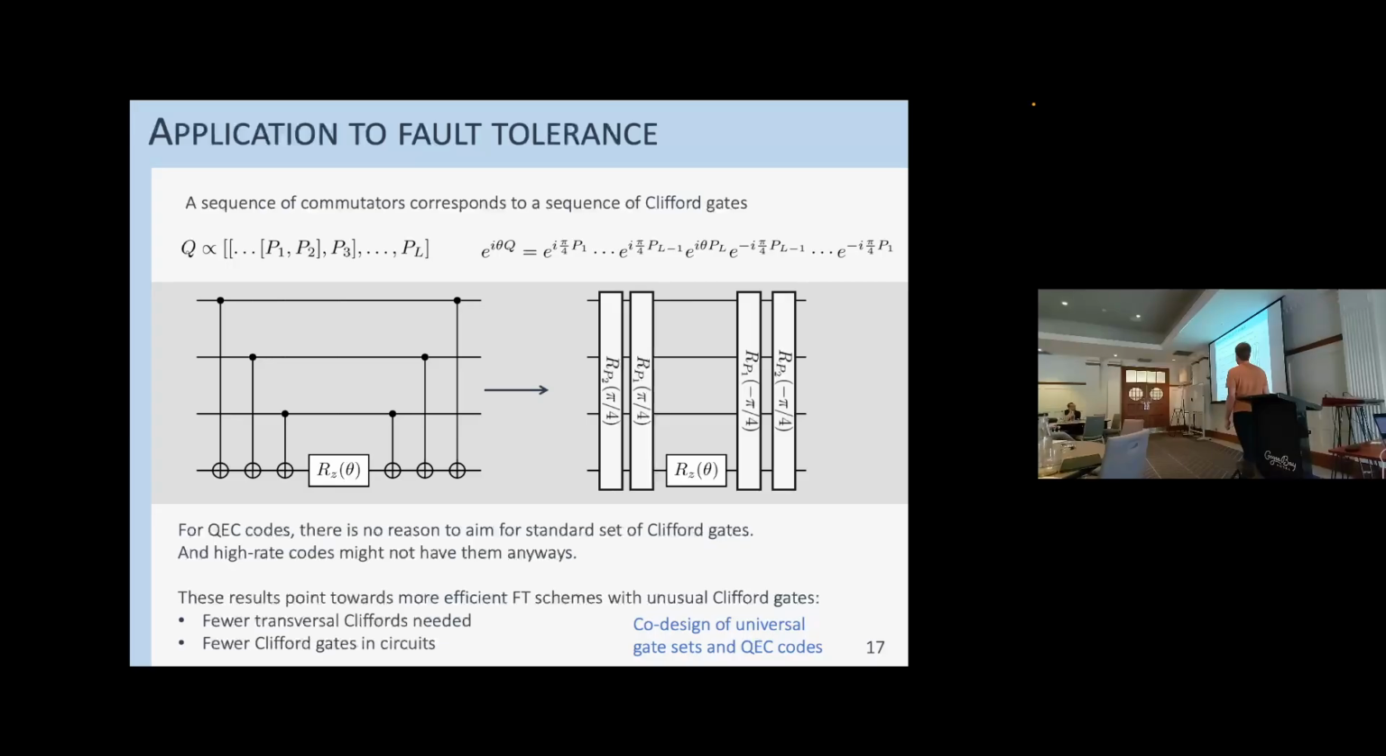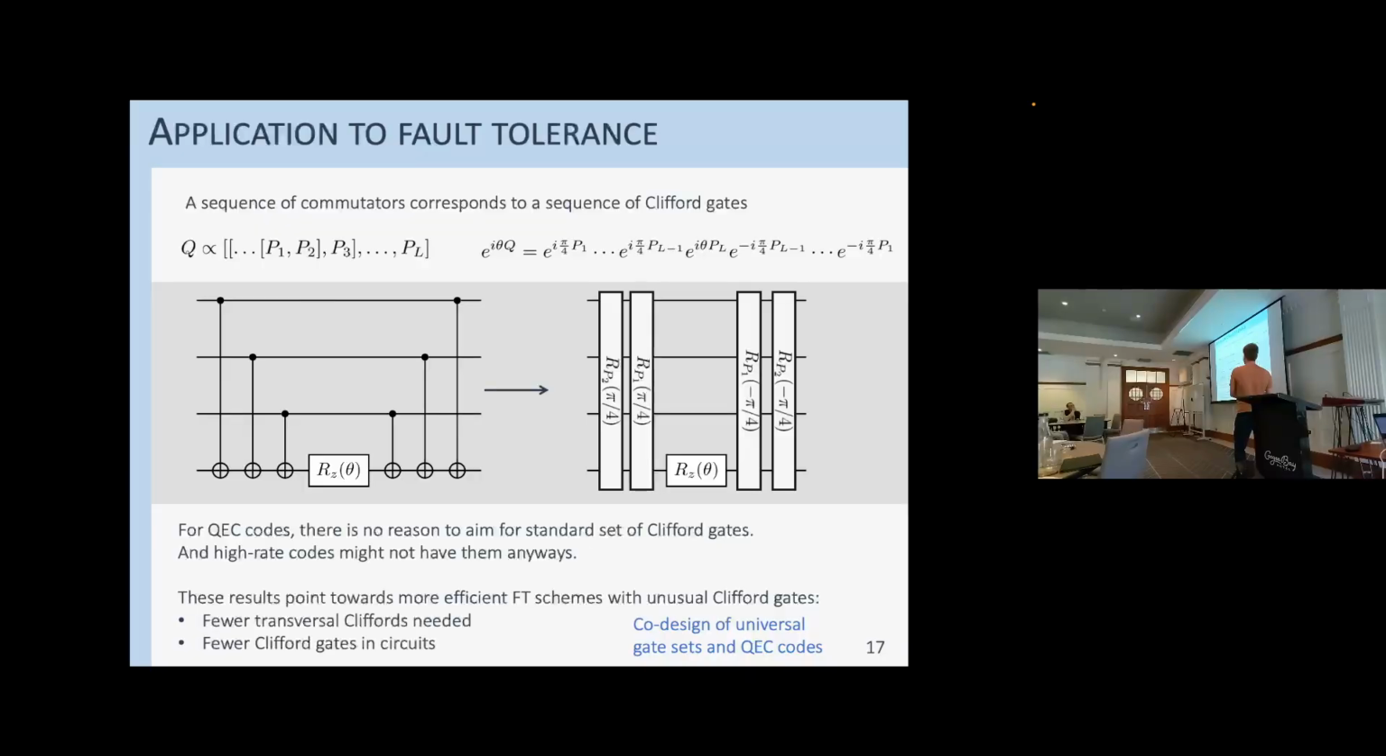So here, for example, if you wanted to grow the Z string to a ZZZZ rotation, you would normally do it with the CNOT ladder, if you had the standard Clifford gate set. But what I want to argue is that if you pick your Cliffords to be these weird Pauli string rotations, you can potentially generate these big rotations more efficiently, meaning you need fewer Clifford gates.